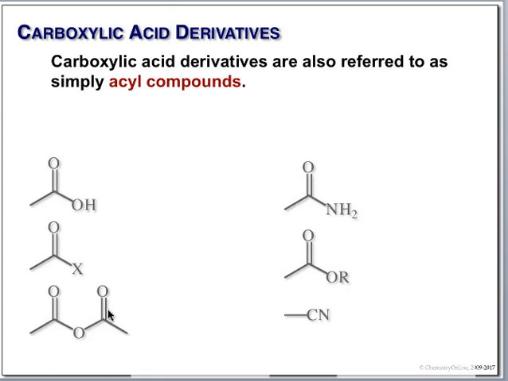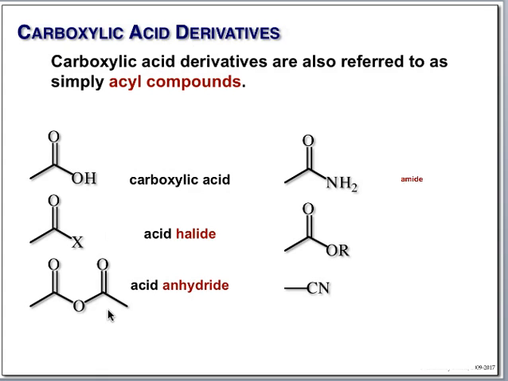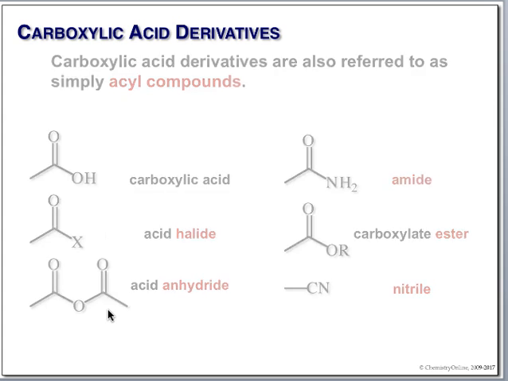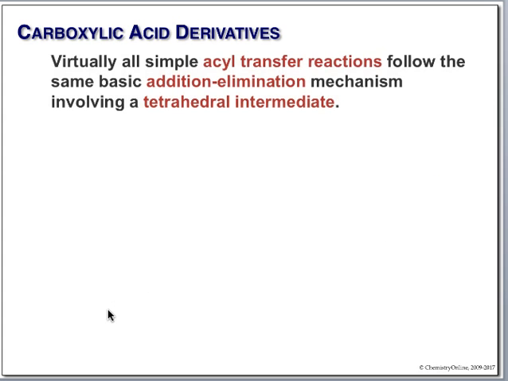When we talk about acyl compounds, we already did carboxylic acids. Today we'll do acyl halides, anhydrides, amides, esters, and nitriles. All of these reactions are essentially going to be the same. Addition, elimination. These involve what's known as a tetrahedral intermediate.